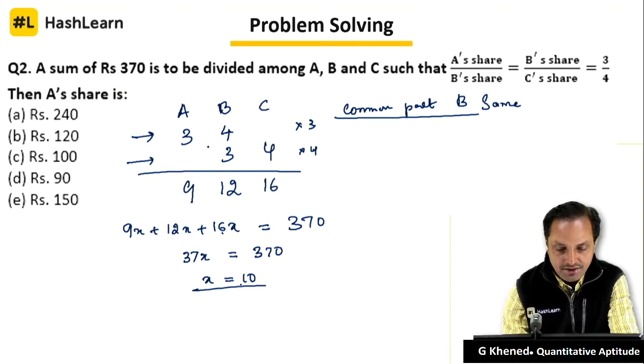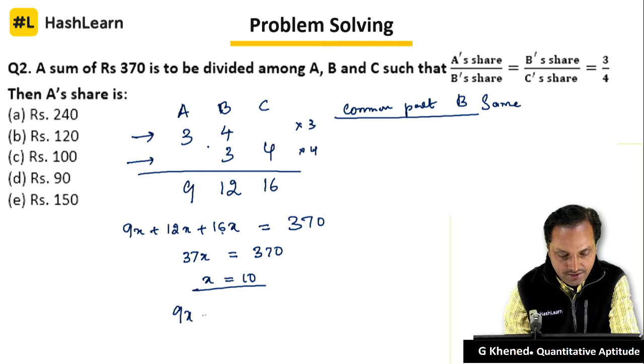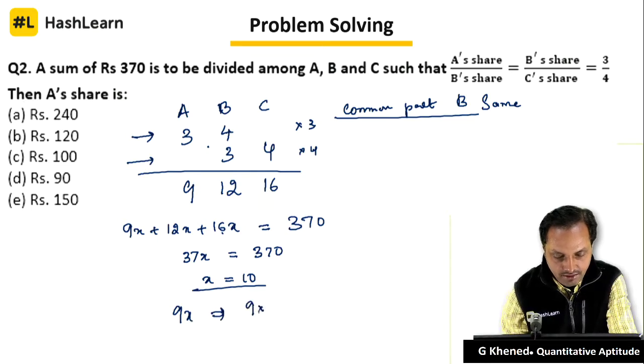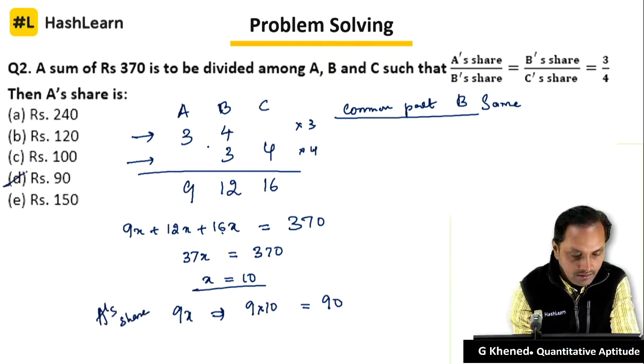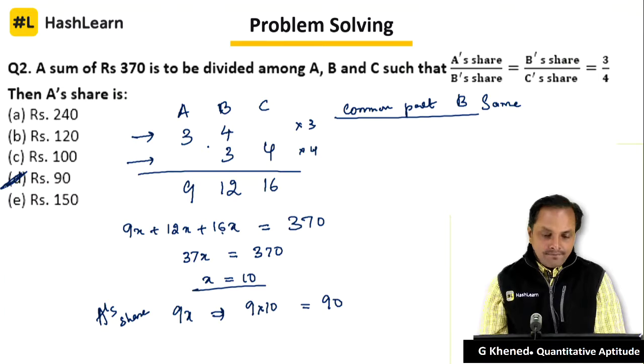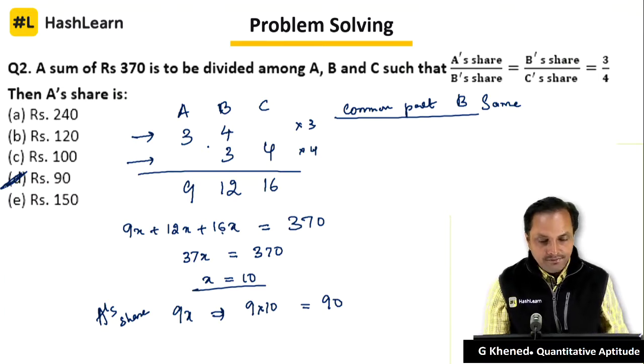If x is 10, what is A's share? The share of A is 9x, which is 9 into 10. This is A's share. Is that okay?